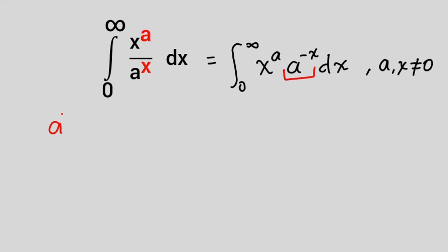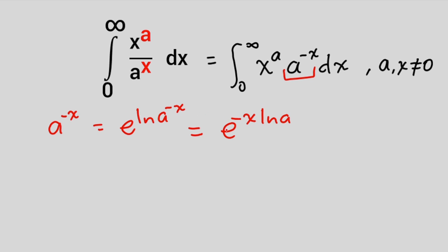We can write a to the power negative x as e to the power ln of a to the power negative x. It is the exact same thing, right? Then from the properties of logarithm, you can write this as e to the power negative x ln of a, by moving this one to the front here. So I just did that.